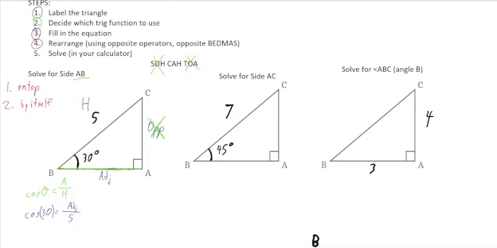So in this case, we're looking to get the unknown, which is the adjacent side, on top and by itself. It's already on top, so we just need to get it by itself. So what we do is we do opposite operators. Opposite of dividing by 5 is to multiply by 5. So that's what we're going to do here.